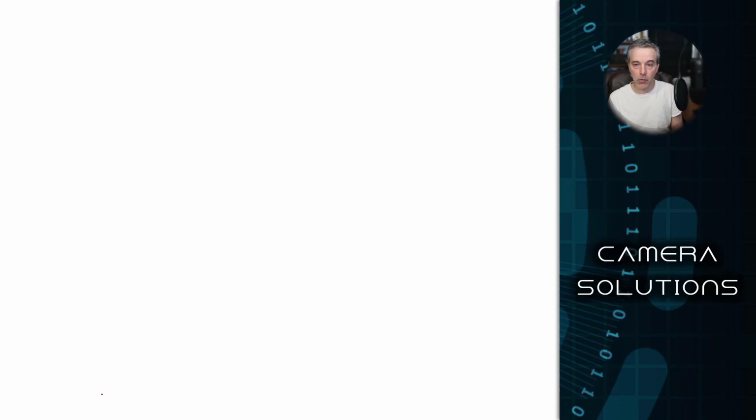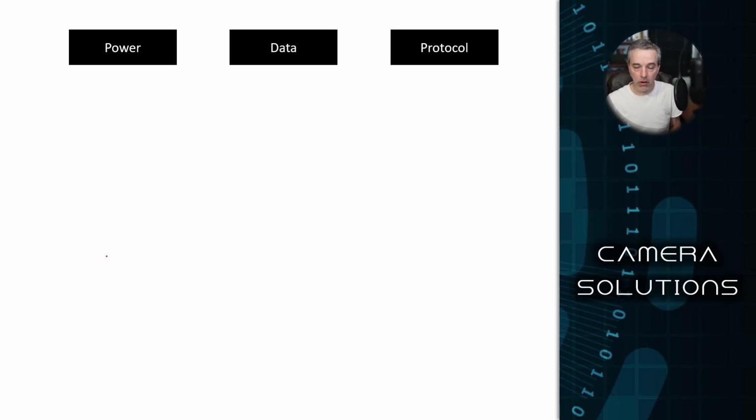There's three different categories. And the three categories are power, data, and protocol. Now, power is, of course, how do I power the device? How do I get electricity to the device so it's able to perform the function it was designed to perform? Data is how the data from the device is going to get back to the DVR or NVR. And the protocol is the language that the two are going to use to communicate with one another over that data connection. So within these three categories, there's a lot of different options.